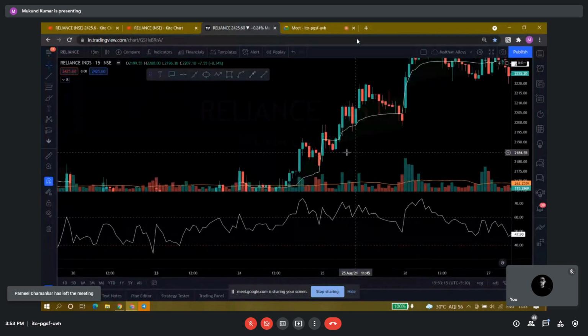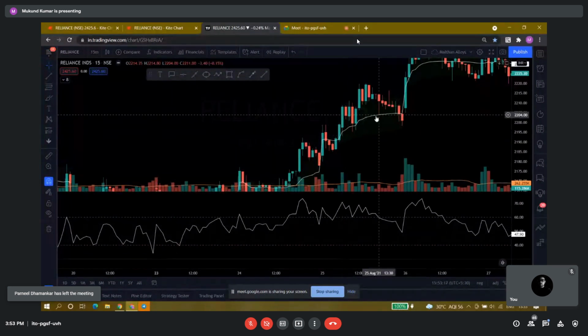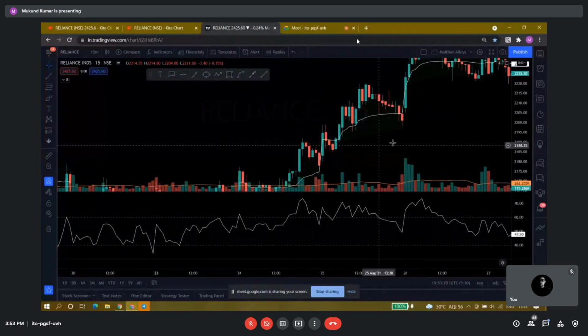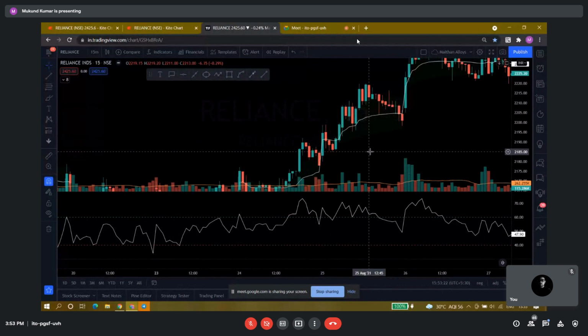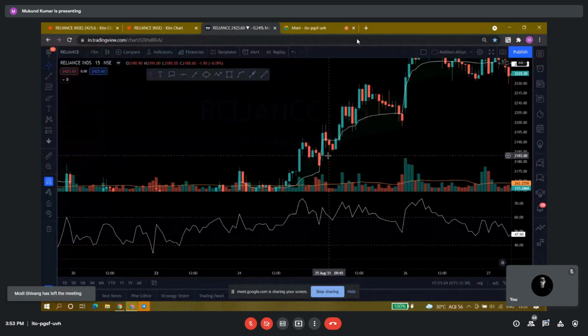You can also see that the stock is bouncing above VWAP. So this VWAP is another setup for those who do intraday trading. VWAP is a very good thing for those who are intraday traders.